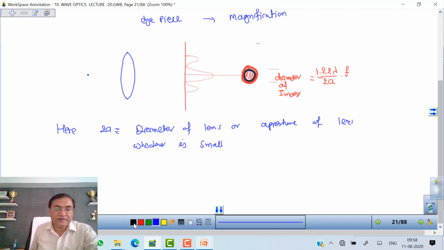Now the problem starts. Suppose you have one more star here, then you will also get the image here. So this image should be formed so that you can see it separately.